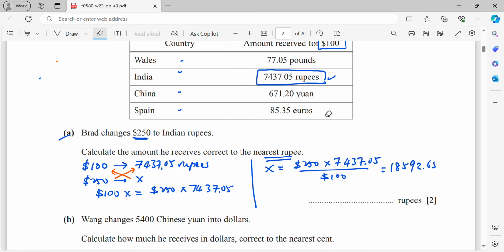Then from here, you will be getting 18592.625 rupees. Okay, but the question is asking for the nearest rupee, which means you have to round up. So look at the 6 here, the value after the dot. Since this 6 is greater than 5, round up, it will be 18593 rupees. So this is your solution for A.